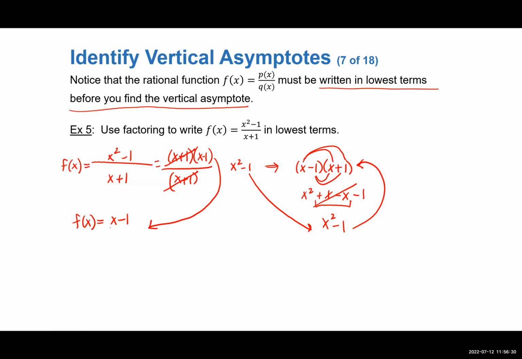So of course, then our denominator is just 1. We don't have anything that could make our denominator 0. So our vertical asymptote: none.